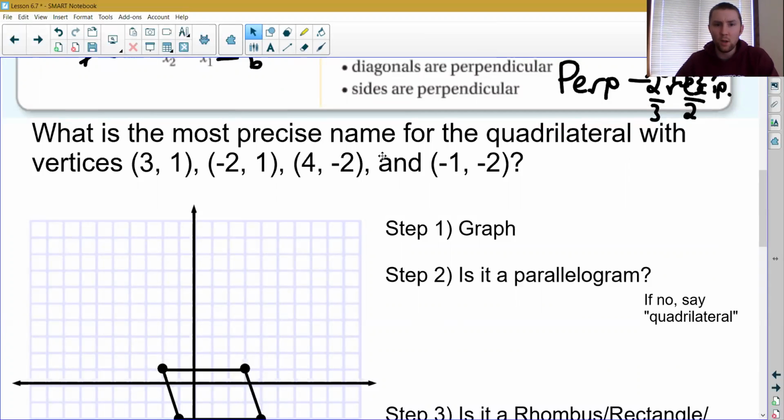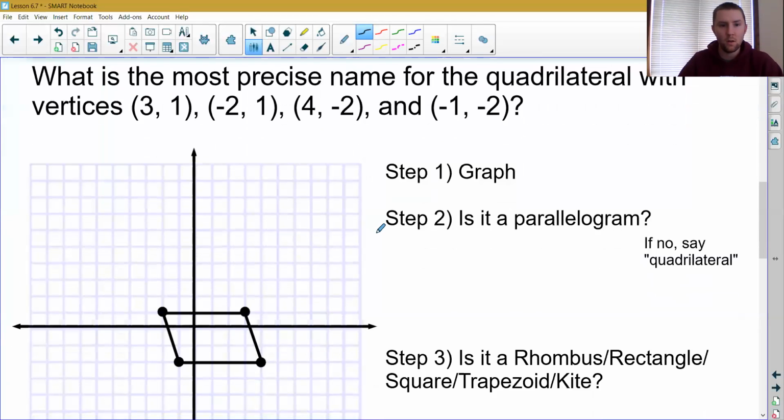So when we're given a question like this, the first thing that we're going to want to do is graph our 4 points. Step 1 is just a graph. I'm going to take the 4 coordinate points that I'm given and put them on a graph. I've done that here, and I don't know how well you can see my blue lines showing my coordinate grid, but this one right here is (3, 1).